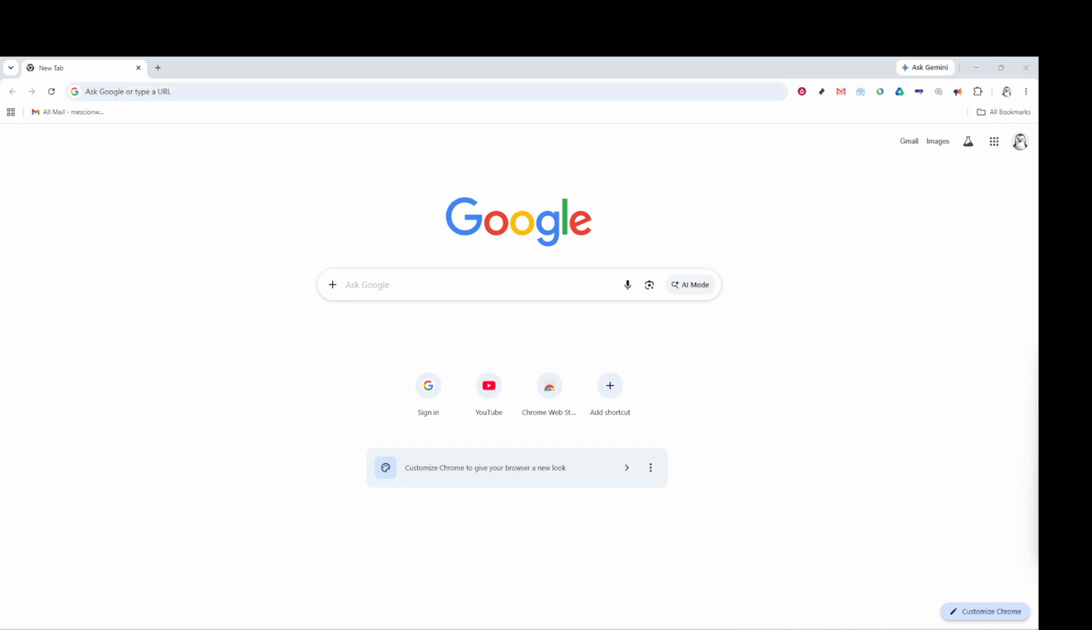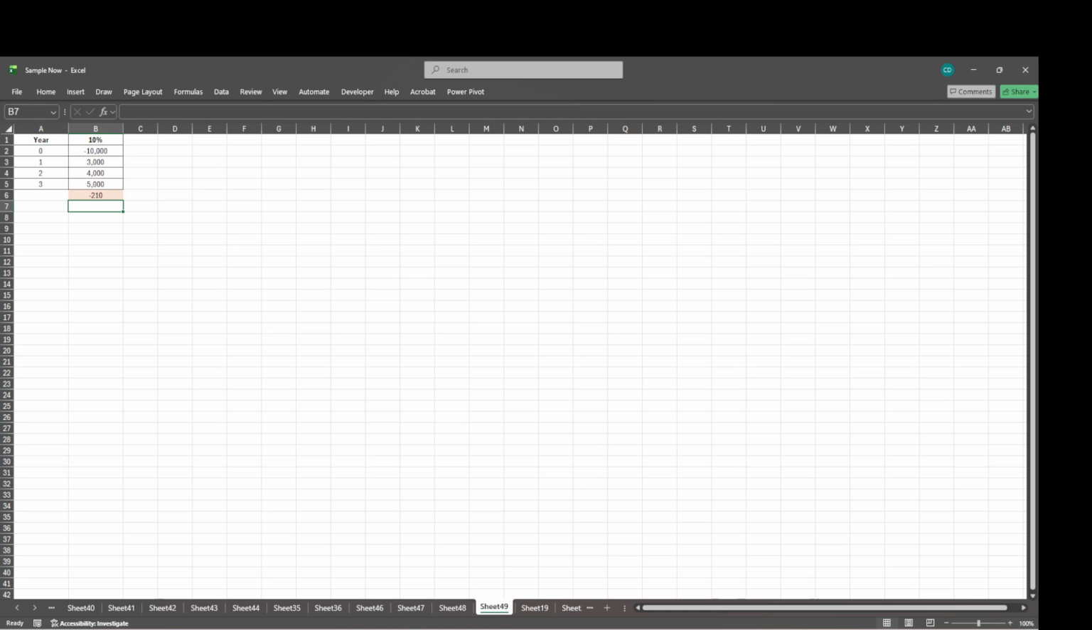NPV stands for Net Present Value, and it's a financial calculation used to figure out what future cash flows are worth in today's money. This is especially useful when you're evaluating an investment, comparing projects, or deciding whether a future return is worth the money you need to invest right now.